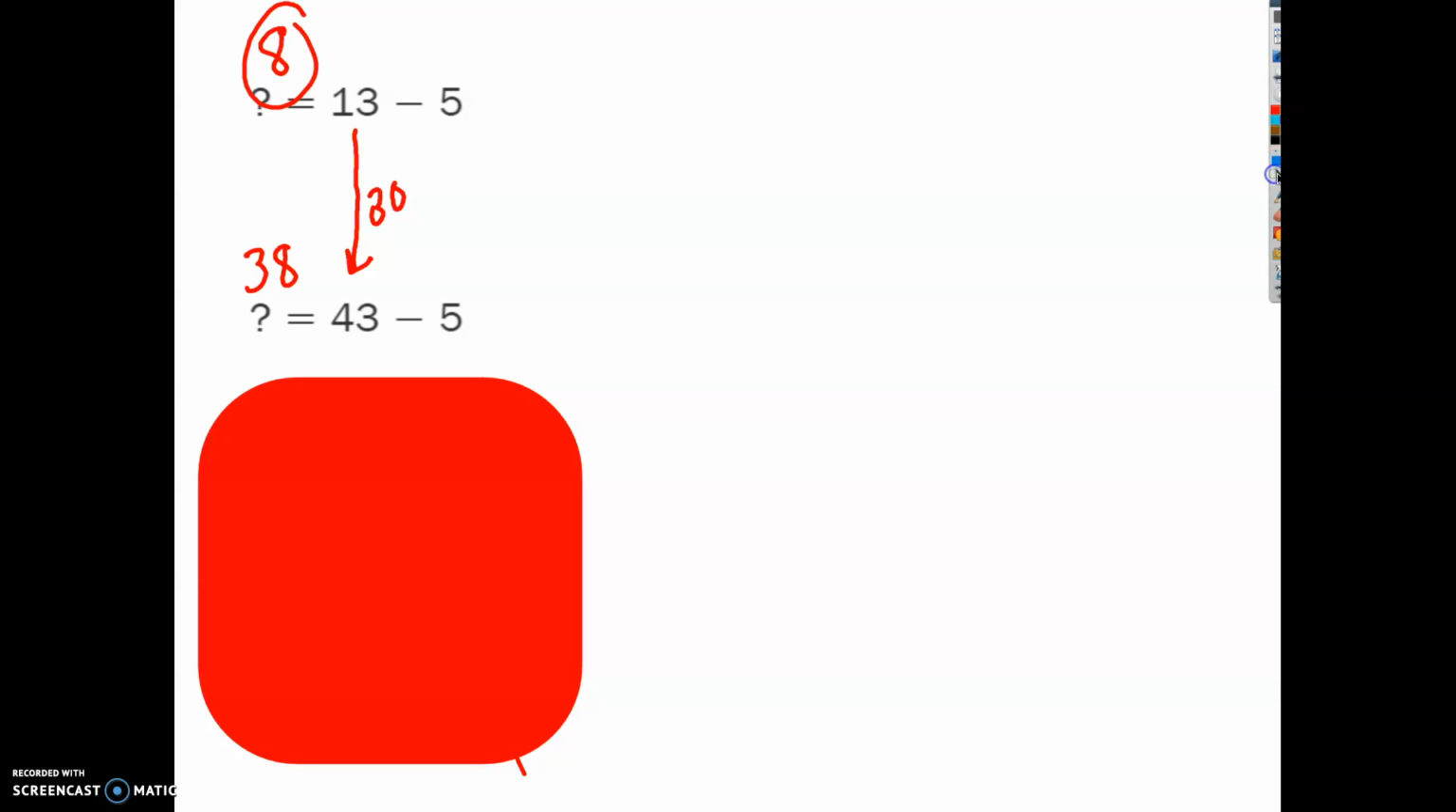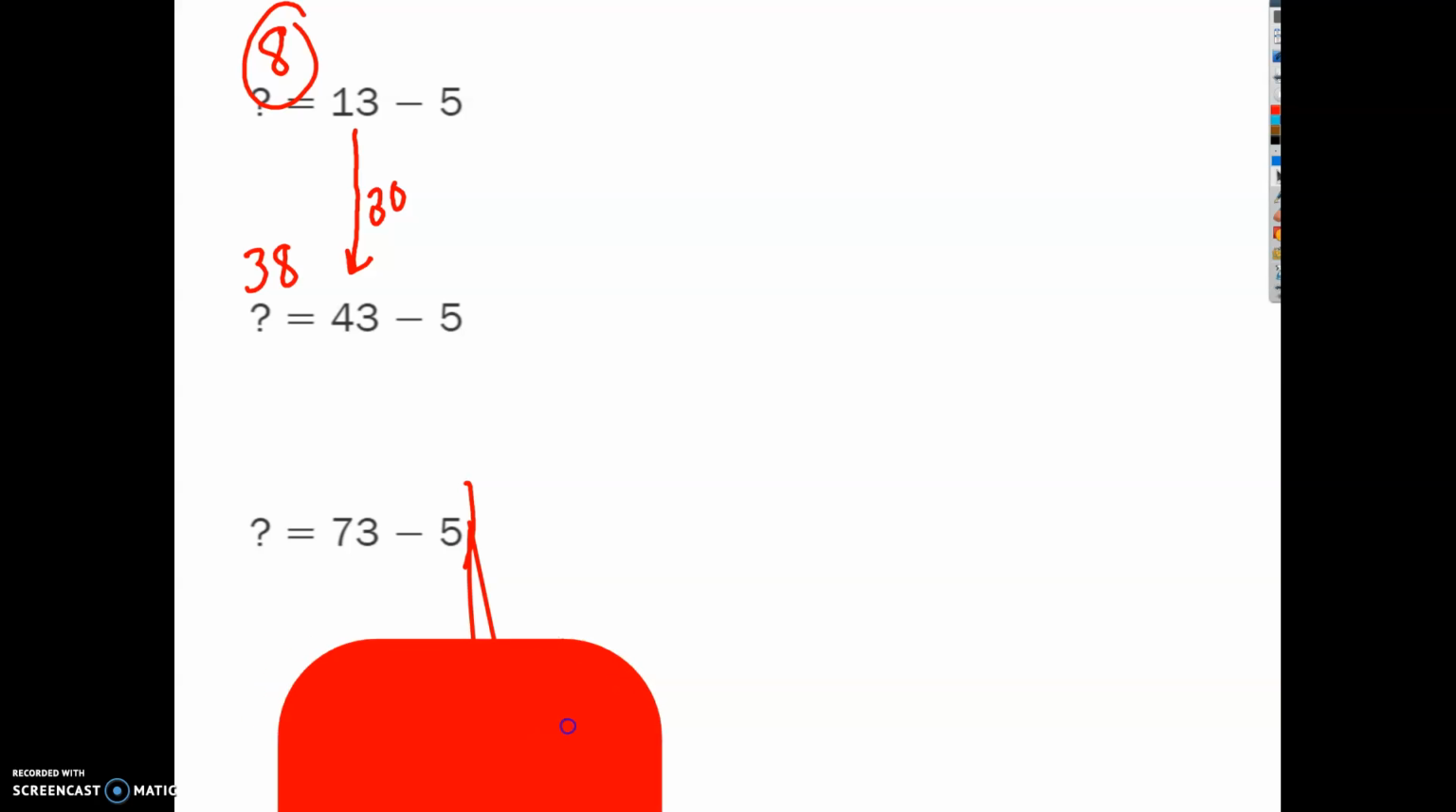Okay, I'm trying to move this. My computer's not working very handy tonight. Here we go. Try it again. Go to here. 43 to 73. 43, 53, 63, 73. That's another 30. I add 30 to 38 and I get 68. So 73 minus 5 is 68.